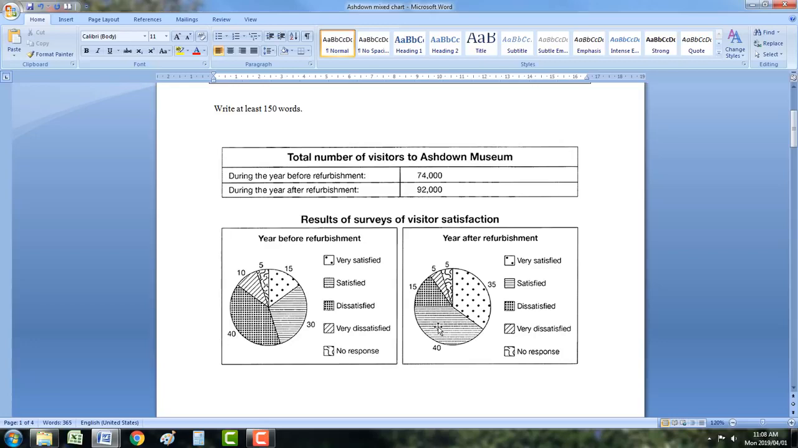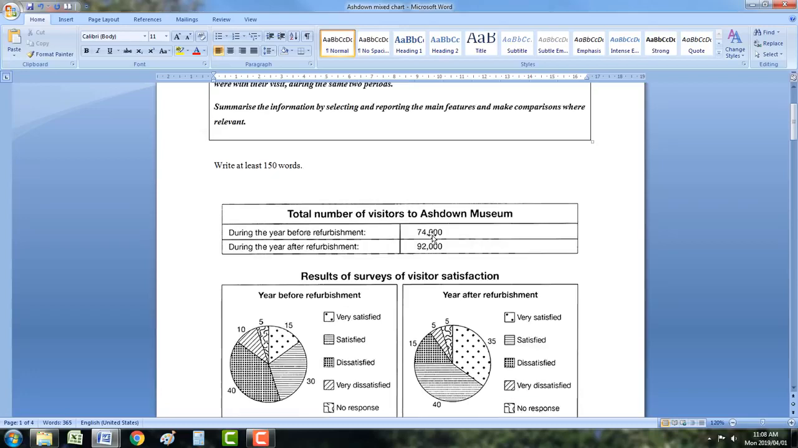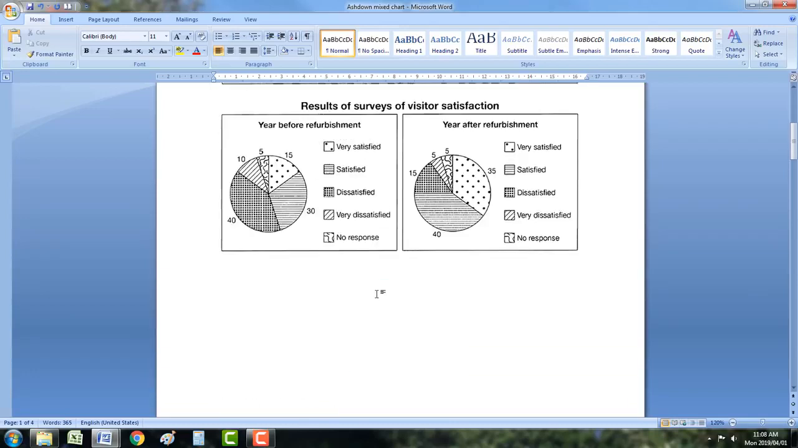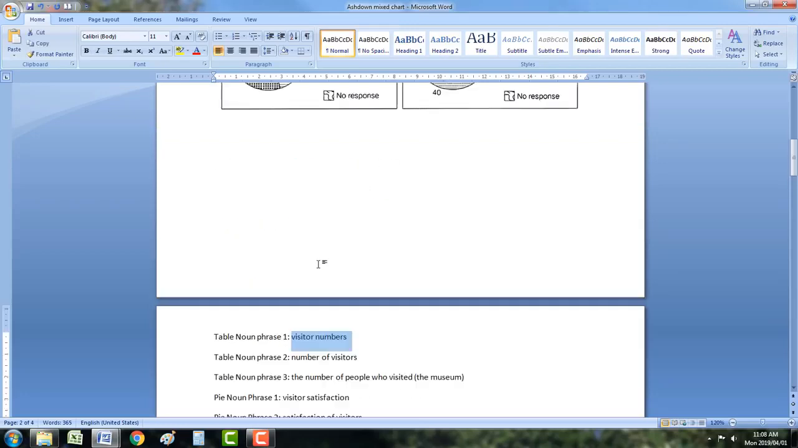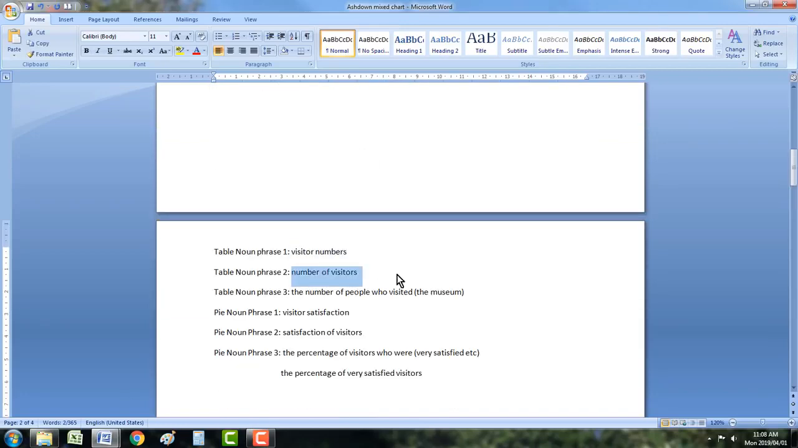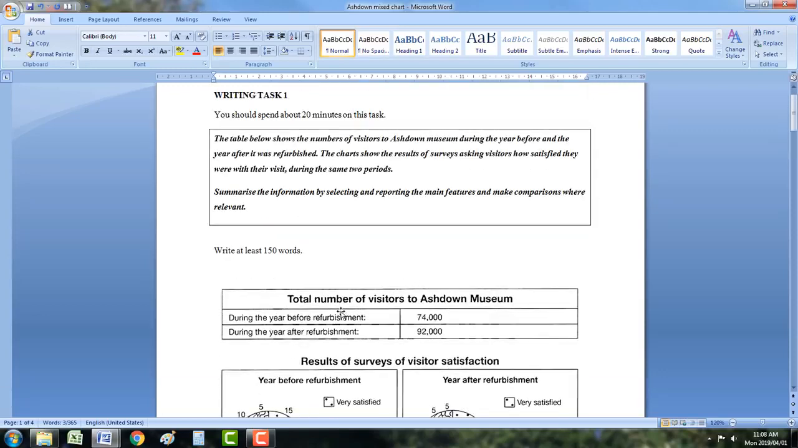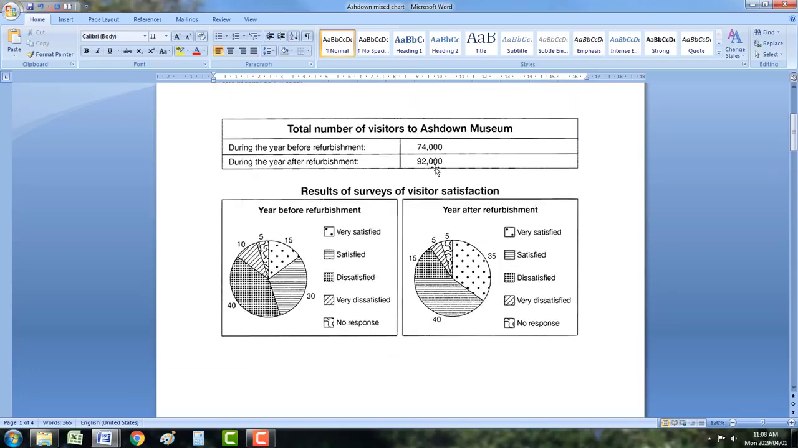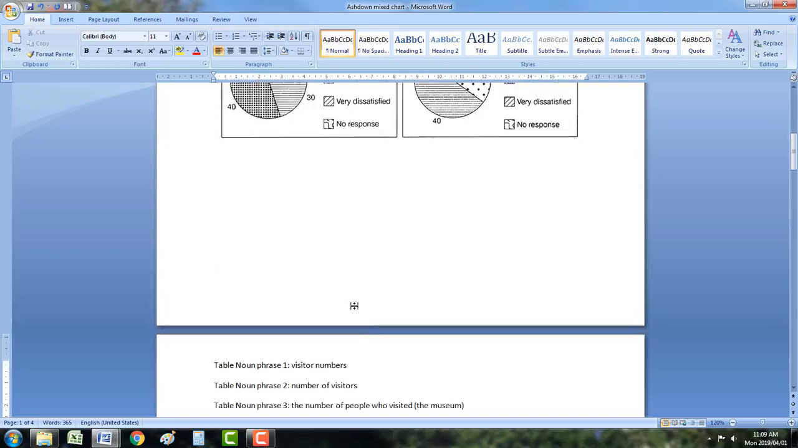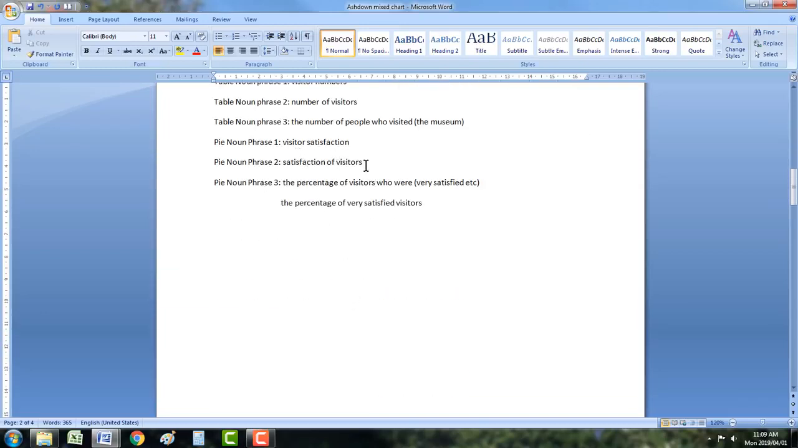It's quite easy to spot them because they are actually there and there. So the table, noun phrase 1, visitor numbers. That was from noun phrase 2, and noun phrase 2 was there. Number of visitors, there's noun phrase 2. So that becomes noun phrase 2, visitor numbers, noun phrase 1, the number of people who visited the museum. Quite straightforward. And then also they gave you noun phrase 1 for this one, visitor satisfaction, satisfaction of visitors, percentage of visitors who were satisfied.